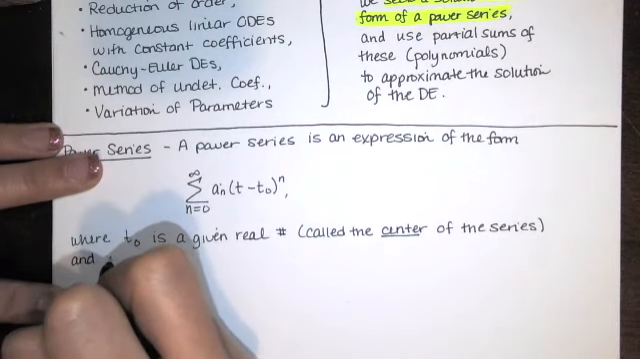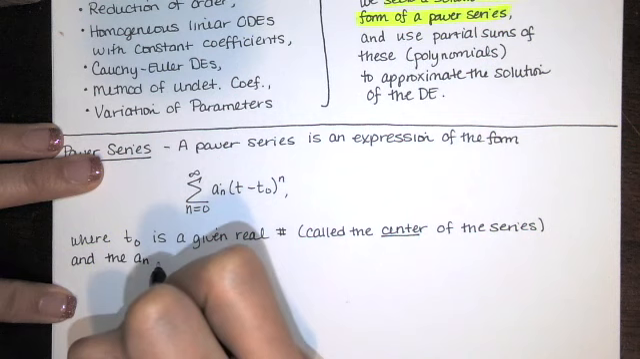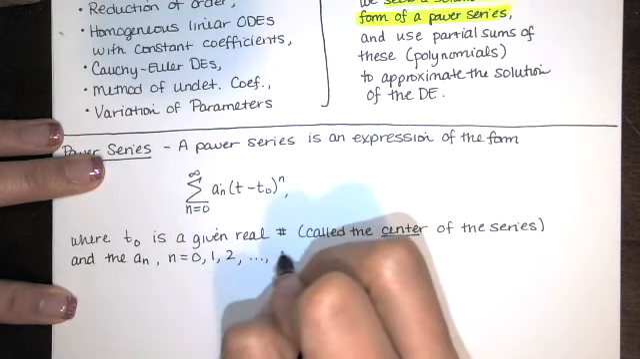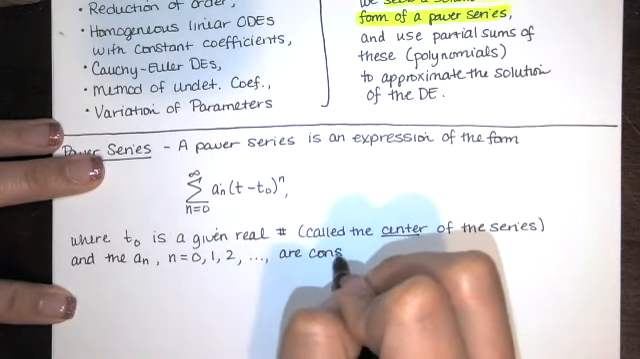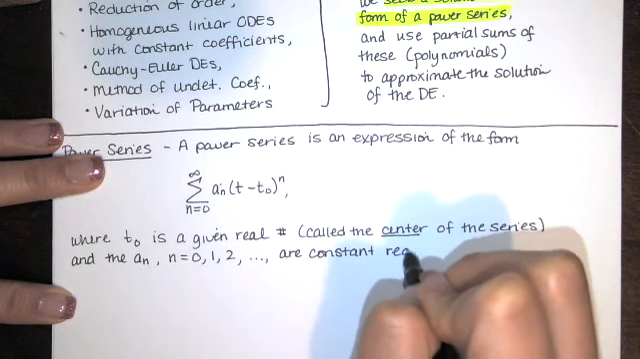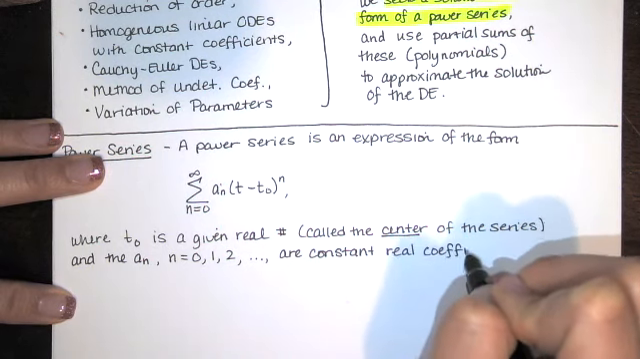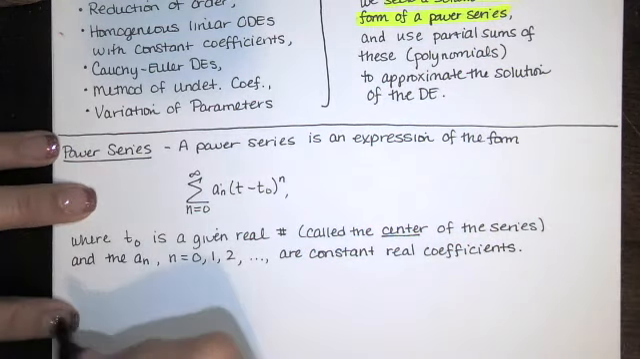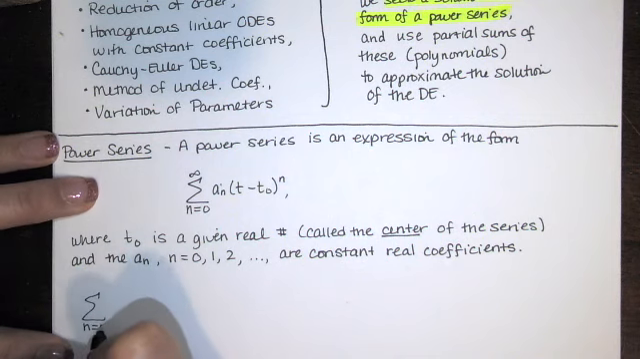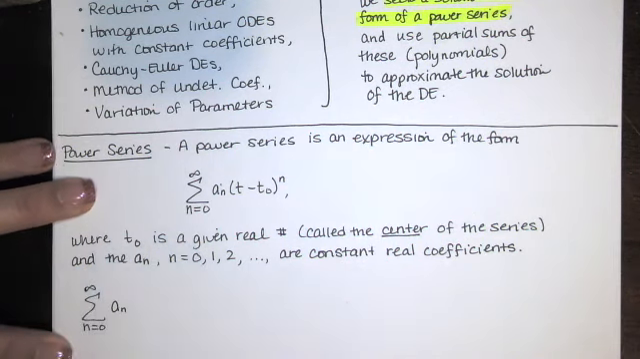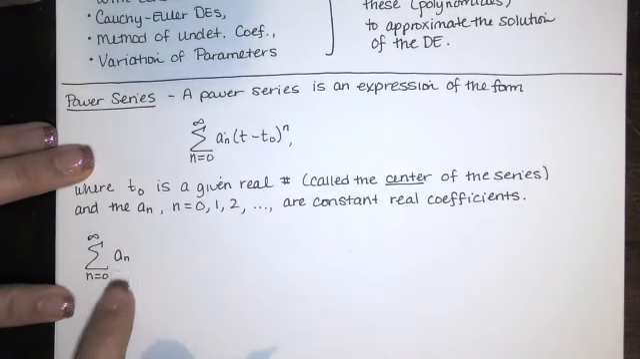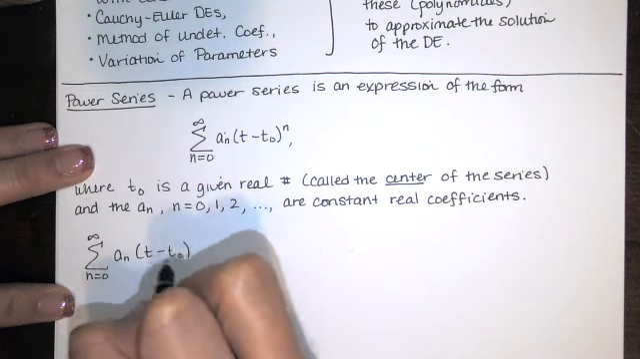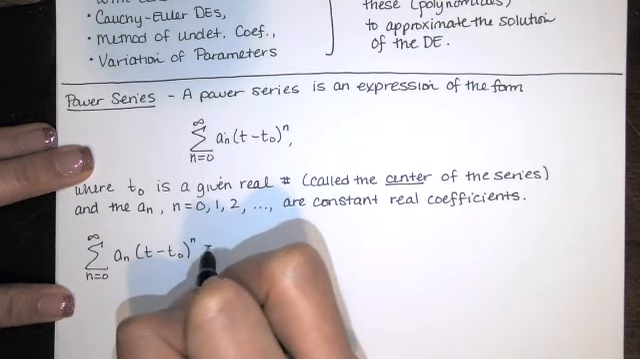And the a sub n for n equals 0, 1, 2, and so on are constant coefficients. And we'll say they're also real coefficients. Now let me expand that just to make it a little bit more concrete. A sub n represents a constant, and that constant changes depending on what the value of n is. And t naught is a number, it's given to us. We call it the center of the series.